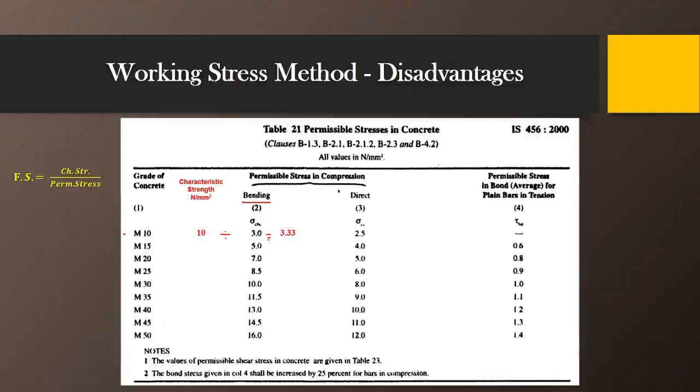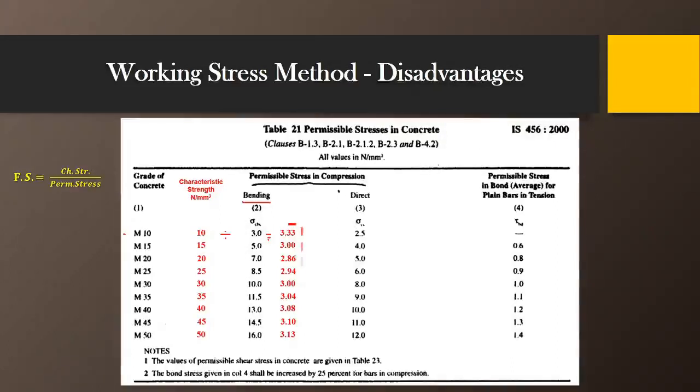Likewise, if you calculate the factor of safety for all the grades, the values come like this. For M15, it is 3 because 15 divided by 5 equals 3. M20, it is 2.86 because 20 divided by 7. Then 25 divided by 8.5, you will get 2.94. Then M30, 30 divided by 10, you will get 3. So likewise, if you calculate the factor of safety for all grades, then the factor of safety will be like this.